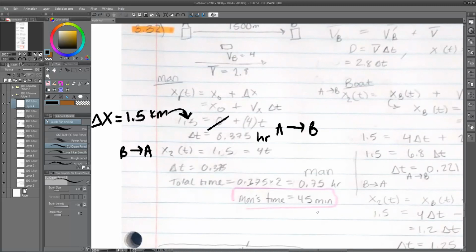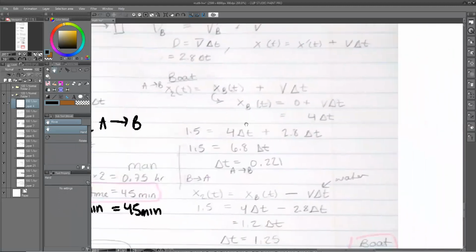And I can calculate how many minutes that is. I believe it can be done by doing 0.75 times 60, because there's 60 minutes in an hour, and then you get 45 minutes. Okay. So that's pretty explanatory.